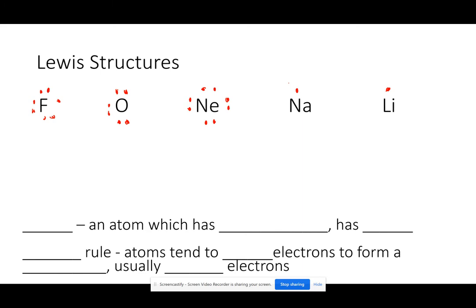Now, I want you to notice a couple of things. The first thing I want to tell you about is the Octet Rule, and we're going to fill that in down here. The Octet Rule is where atoms tend to gain or lose. So I'm going to put gain/lose. They either gain or lose electrons to form a full outer shell.